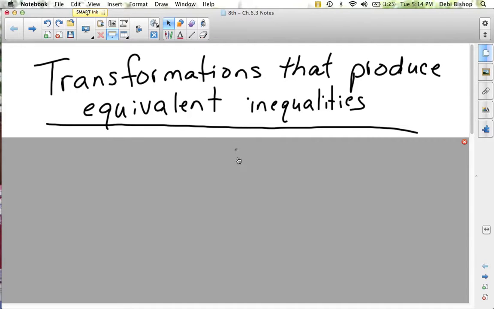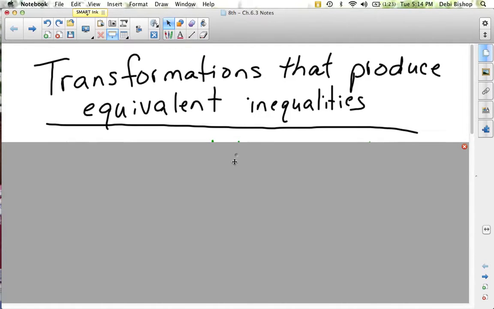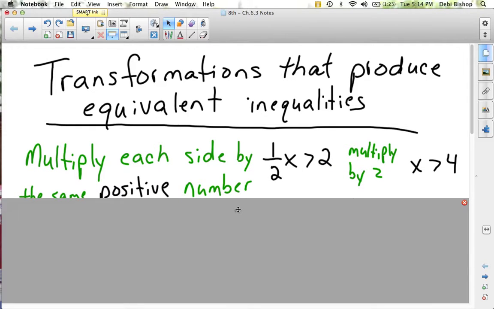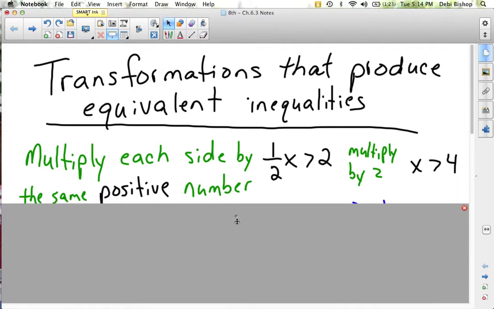So, to start off, we want to talk about multiplication. Remember, when we say inequalities, we're talking about greater than, less than, greater than or equal to, or less than or equal to. And you treat those signs like an equal sign. So what you do to one side, you always do to the other side.